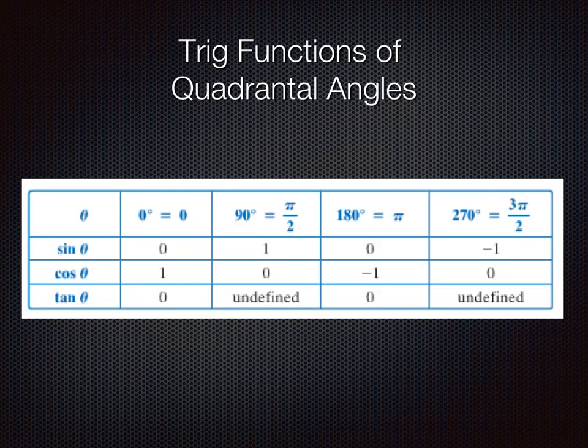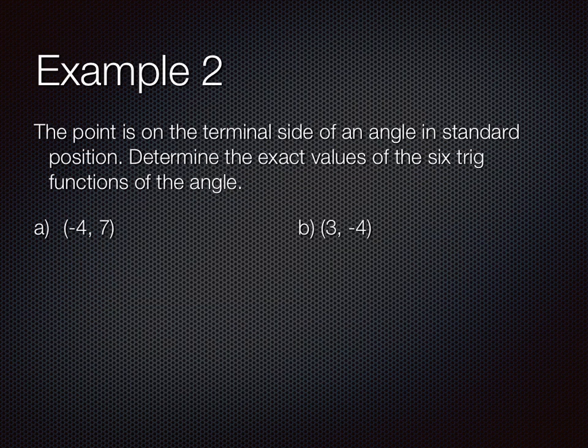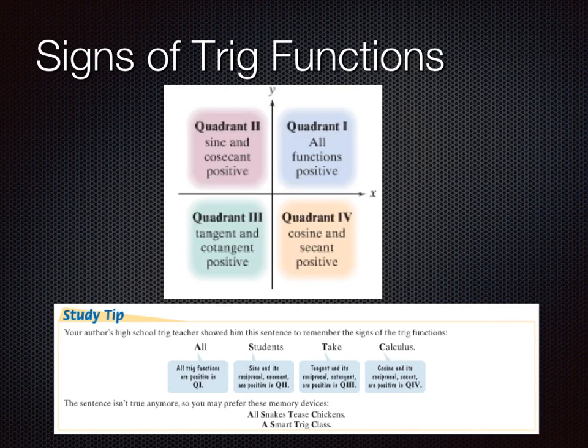These are ones that you cannot find with a right triangle because, especially with its 90 degrees, you obviously can't find the opposite side and the hypotenuse. Those would be the same thing. So these are ones you would have to have your unit circle for or know your quadrant angles for. And then we worked through example 1 and example 2. We left off here, which is the signs of the trig functions.